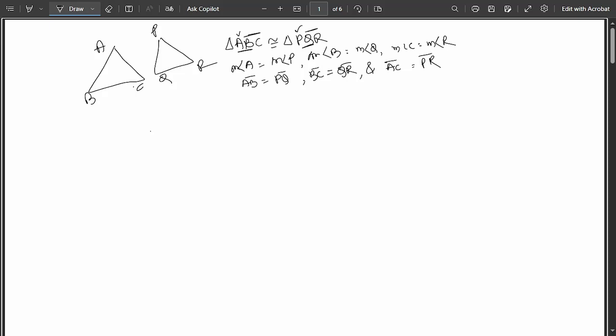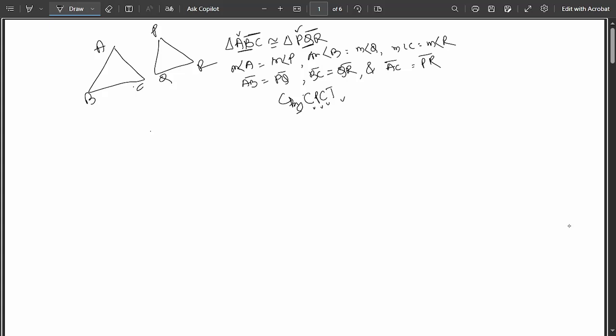Generally, when we prove a theorem or do any example, we simply write corresponding parts of congruent triangles are equal. So by CPCT we write. CPCT means corresponding parts of congruent triangles.